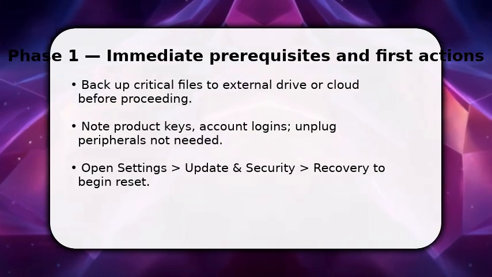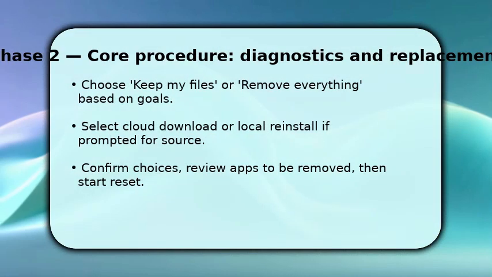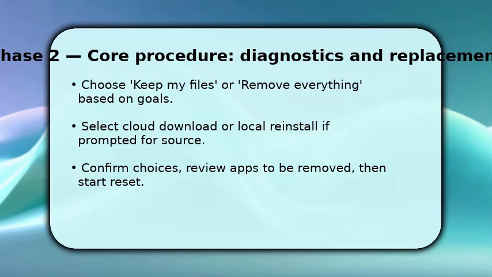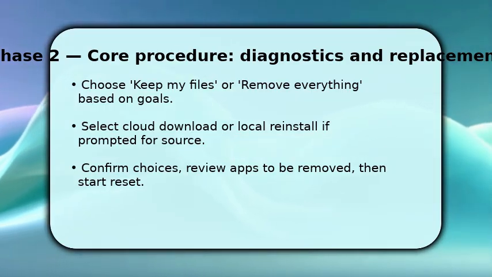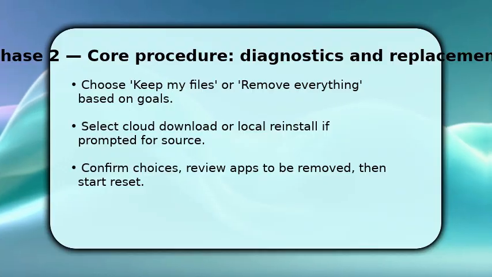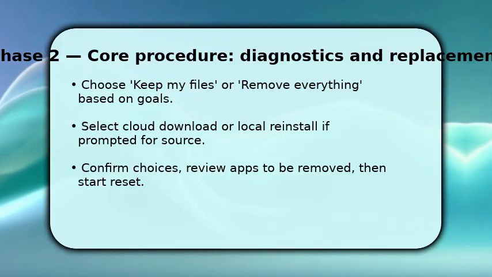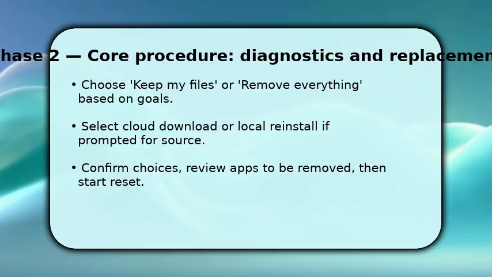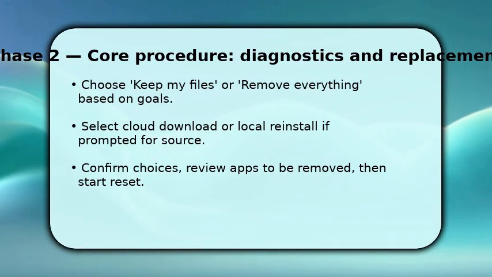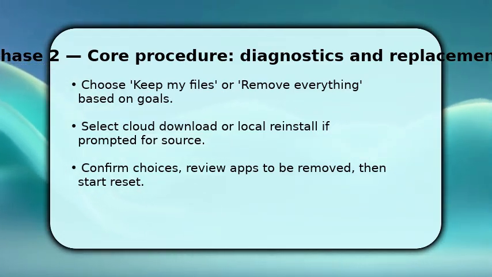Pick Keep My Files if you need documents preserved, otherwise remove everything for a fresh system. Once selected, decide between Cloud Download and Local Reinstall. Cloud fetches the latest image, local uses existing files on disk. Cloud may take longer but gives newer updates. Confirm what apps and drivers will be removed, check storage and power connection, and then initiate the reset.